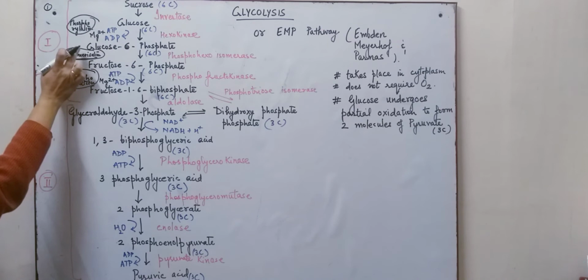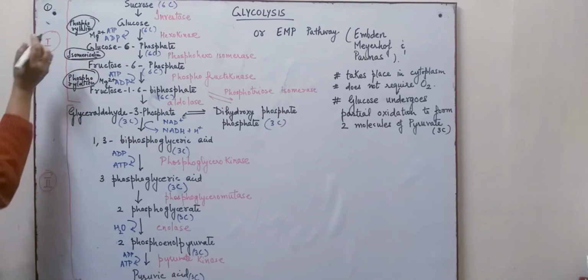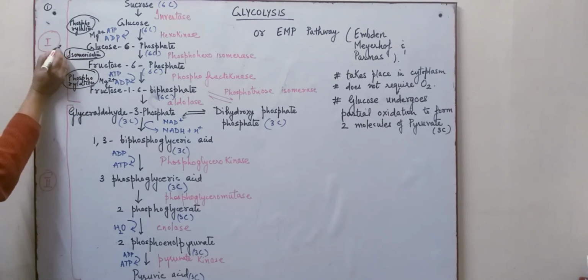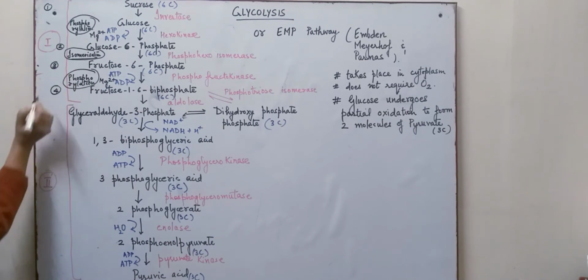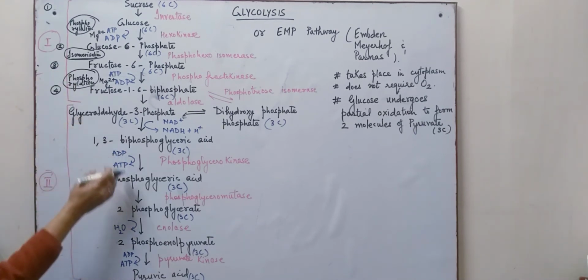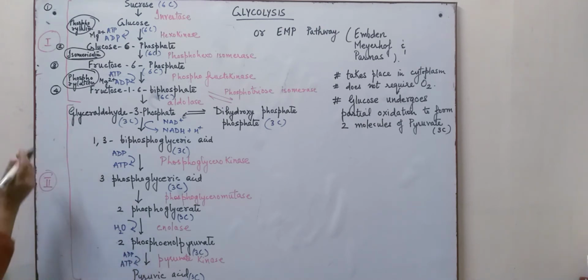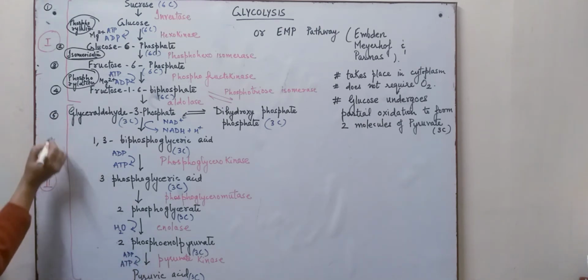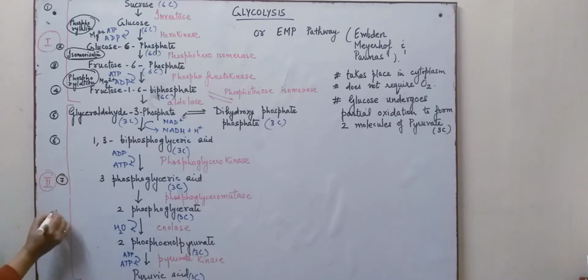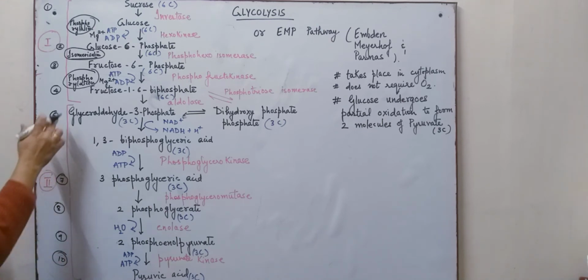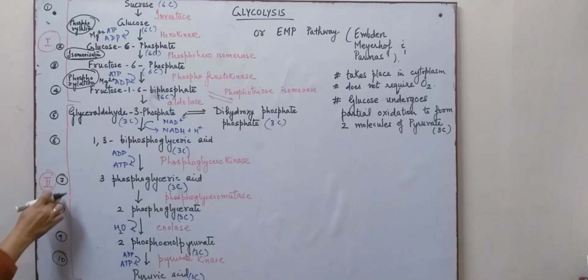Then we talk of second step, third step, fourth step. So this is first, second step, third step, fourth step. Now here we are, this process involves 6, the second phase. So here 5, 6, 8, 9 and 10. So here we have 10 steps in glycolysis. 1, 2, 3, 4, 5, 6, that is 6 steps.